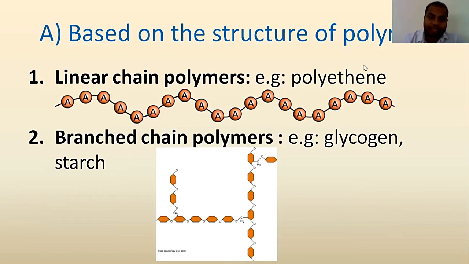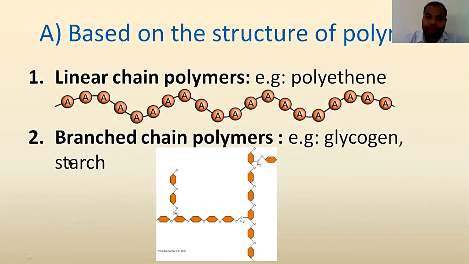So this is the basic structure of a linear polymer, where the same kind of monomers are in the chain. There is no other complexity in the structure. They can be bonded through covalent bonds or through other bonds. Generally covalent bonds are there, but they will be in a single chain.